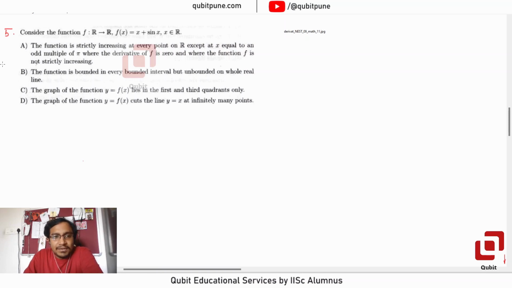Option C. The graph of the function y equal to f of x lies in the first and third quadrants only. D. The graph of the function y equal to f of x cuts the line y equal to x at infinitely many points. Okay, from 2009 this question is there, and this is a multiple select question, so more than one option could be correct. Okay, so obviously first let us write down the domain, the codomain and the definition.